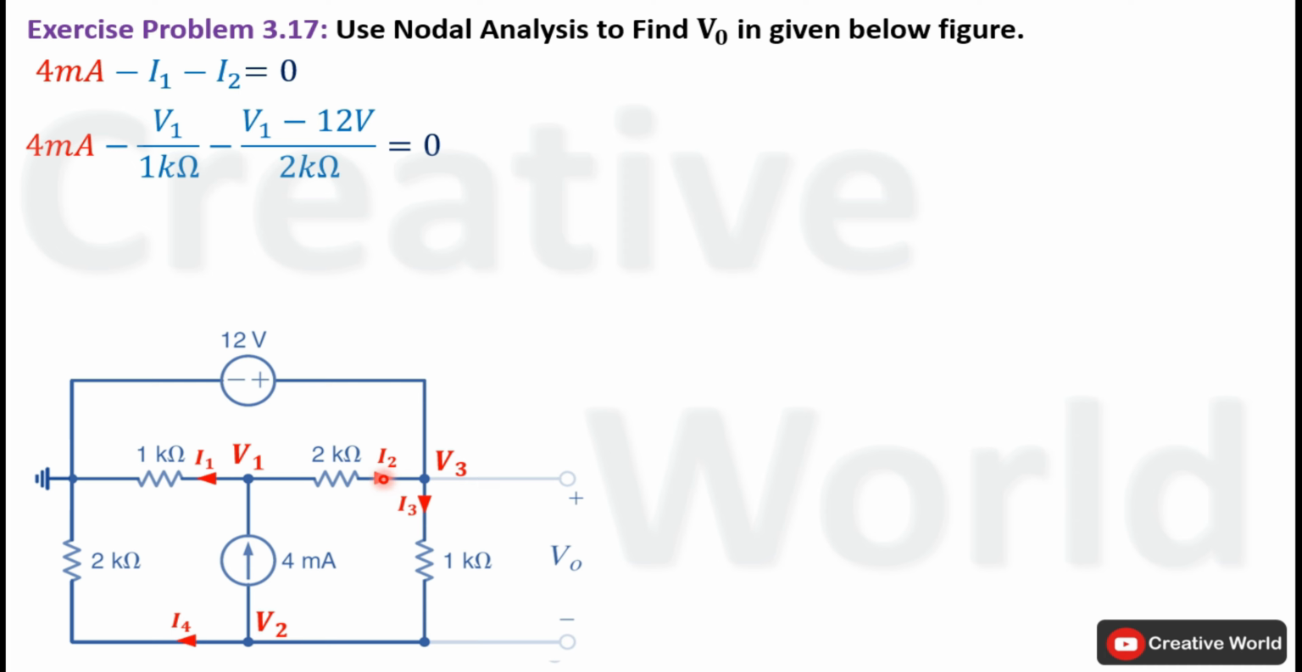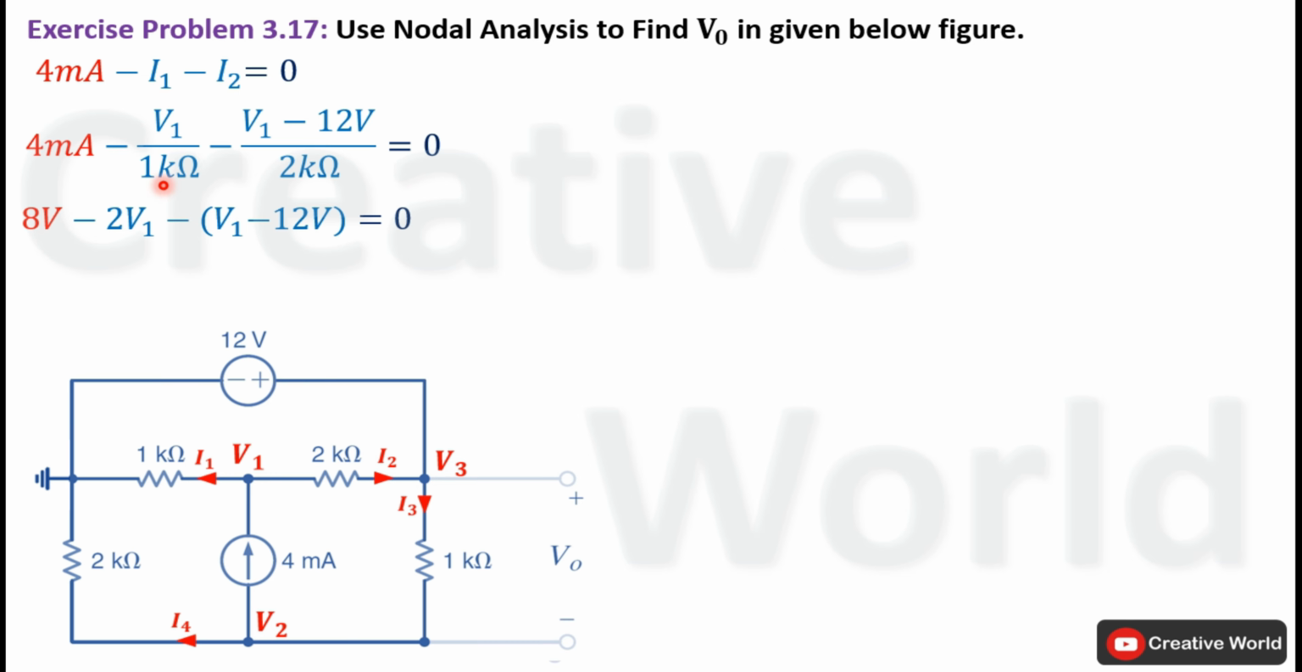Here the direction of current I2 is from node 1 to node 3, which indicates that the voltage on node 1 is at a higher potential than node 3, and the value of voltage V3, as we discussed earlier, is equal to 12 volt. So current I2 will be equal to V1 minus 12 volt divided by 2 kilo ohm. Now, in order to omit all denominator values, we will multiply this equation on both sides by 2 kilo ohm. The product of 2 kilo ohm and 4 milliampere will result in 8 volt.